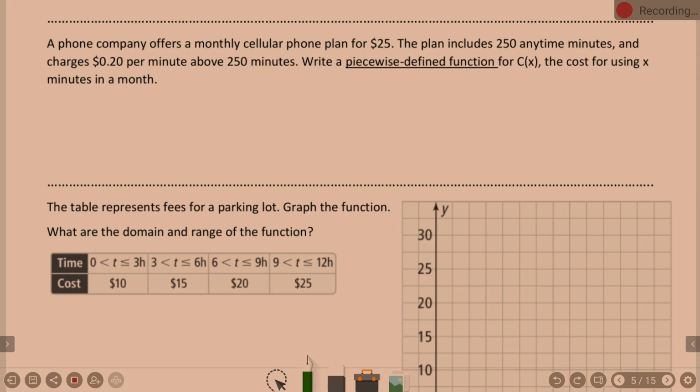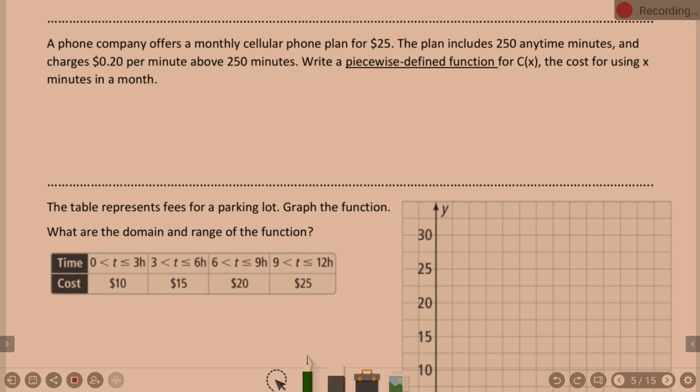A phone company offers a monthly cell phone plan for $25. The plan includes 250 anytime minutes and charges 20 cents per minute above the 250 minutes. Write a piecewise defined function for C of x, the cost for using x minutes in a month.